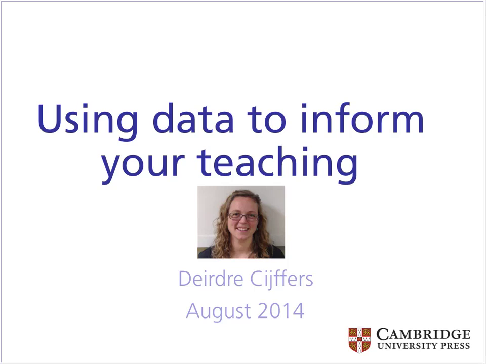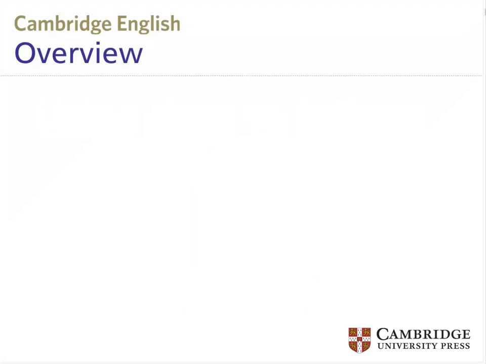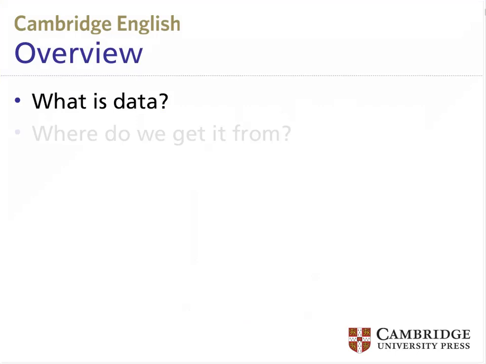So if we just have a little look at what we're going to run through. So what is data? It's basically information, but what does this particular word mean in this particular context? So what can we see? What do we actually get to look at that helps us make decisions? Where do we get it from? So there are specific places that we get it from. You can't just pull it out of the air, sadly.